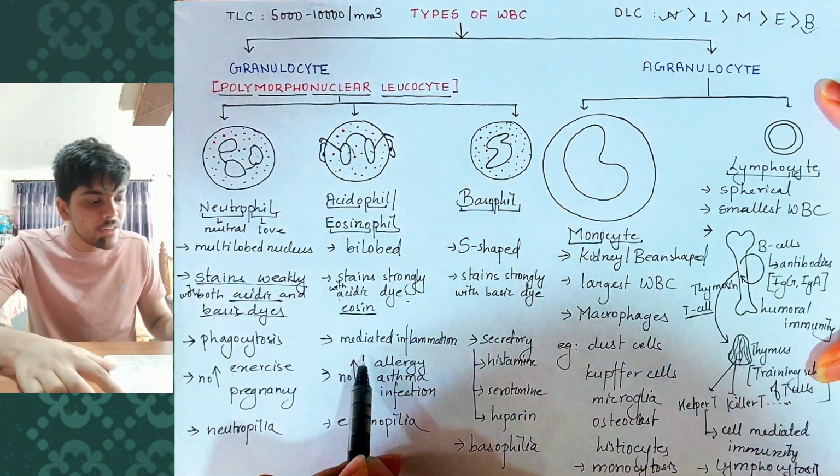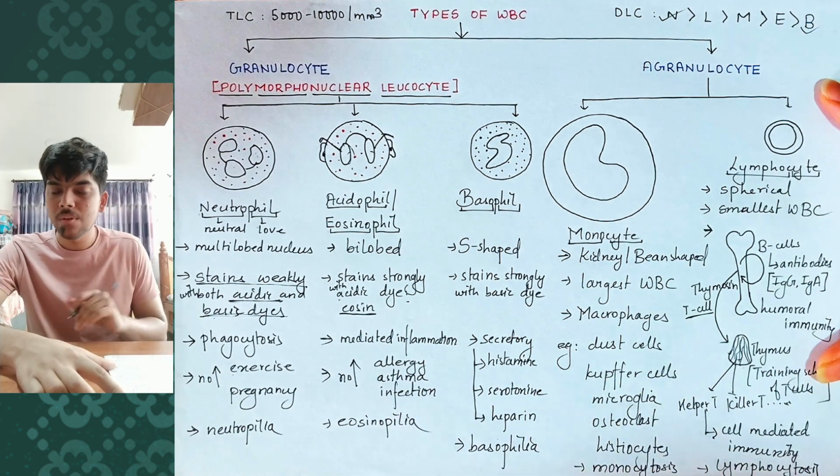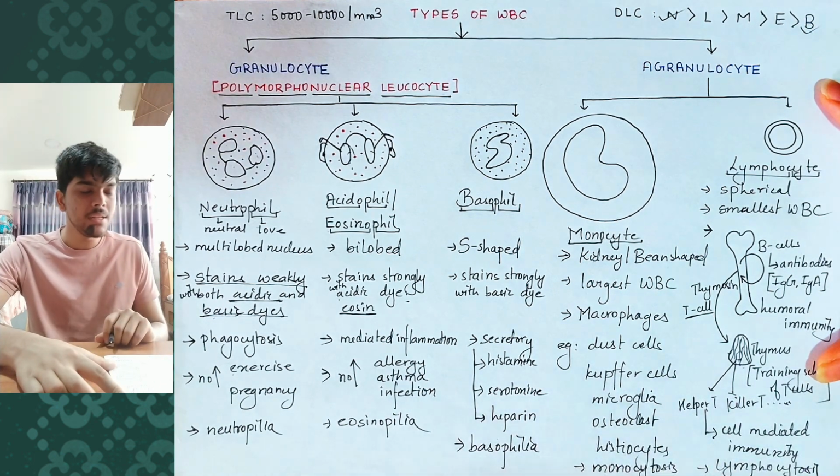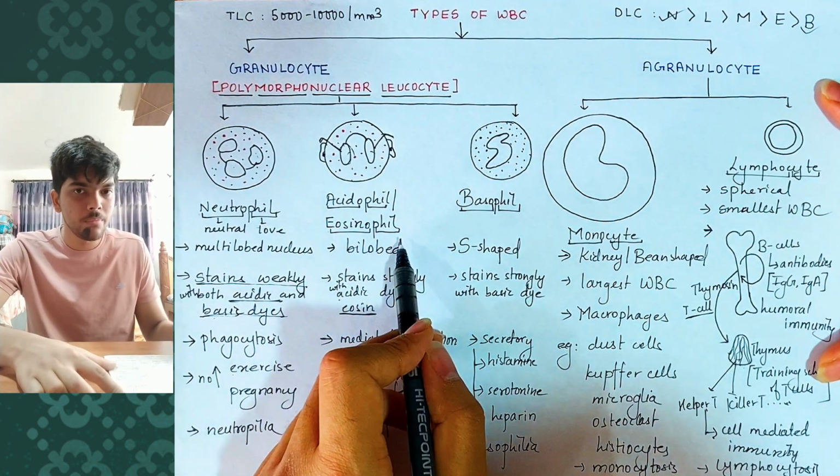Function. Acidophil or eosinophil mediates inflammation. During inflammation, who is responsible? Histamine is responsible. And mediating inflammation is done by acidophil or eosinophil.